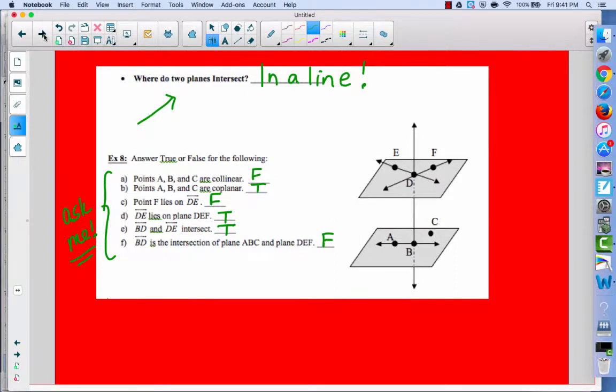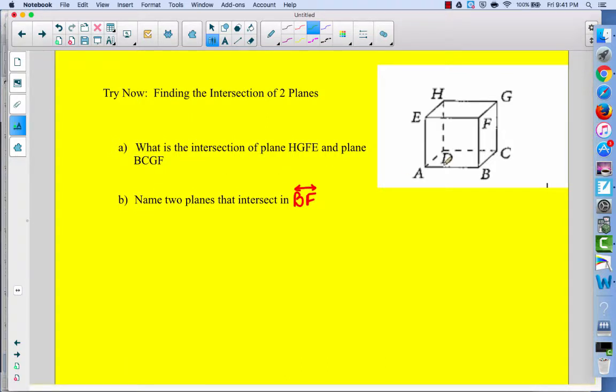Okay, last thing, finding the intersection of two planes. Okay, so here I drew a cube for you. I have a nice cube. It wants us to find the intersection of plane HGFE and plane BCGF. Okay, so HGFE is this top plane, top of the box, and plane BCGF is this side of the plane. Now, what you might notice is that the letters have some in common. The common letters are G and F, and hopefully you see that these meet right here in G and F. So the intersection of those planes would be line GF.